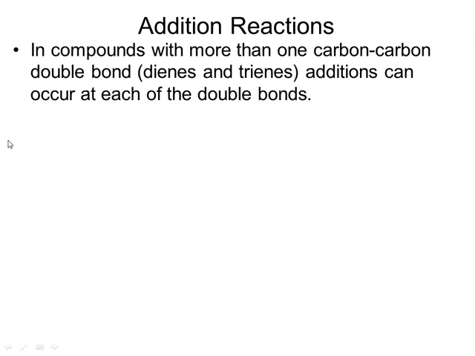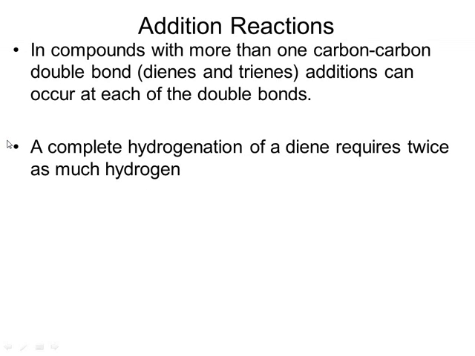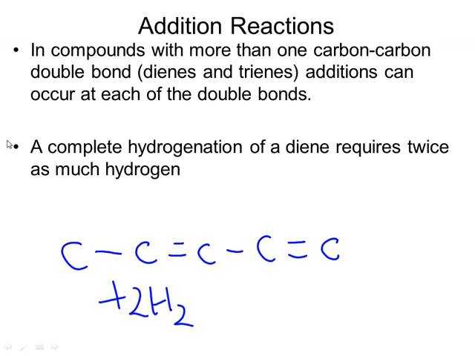So, in compounds with more than 1 carbon-carbon double bond, dienes, trienes, not to be confused with alkynes, additions occur at each of the double bonds. So if I have something like this, then I have to react with 2 molecules of hydrogen, and I just hydrogenate both. Oops, I didn't do that right, did I? Oh well, color scheme aside, you just add hydrogens to both.